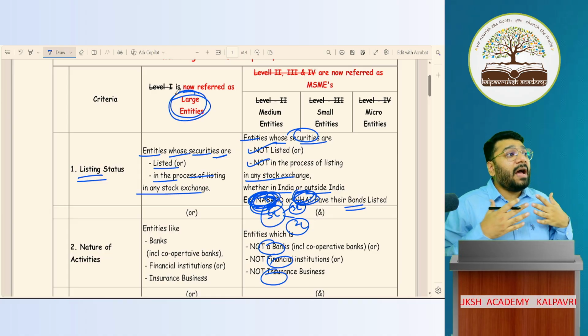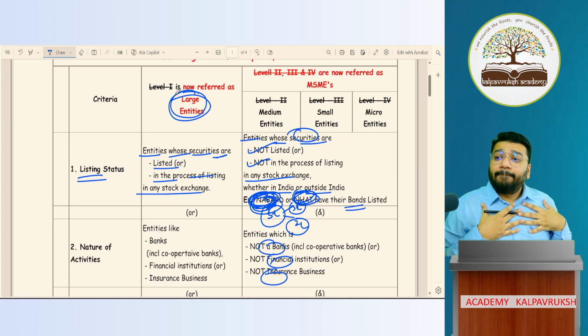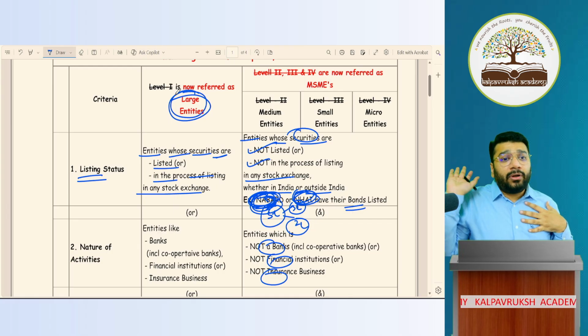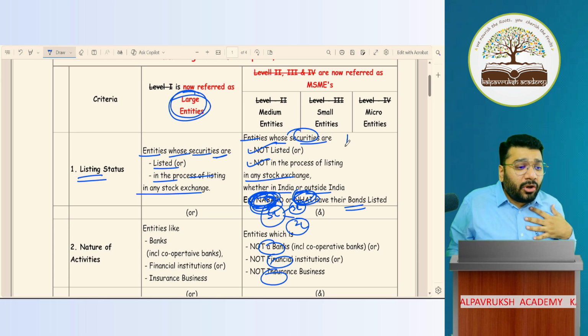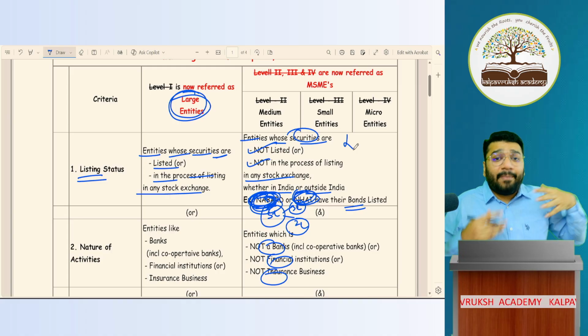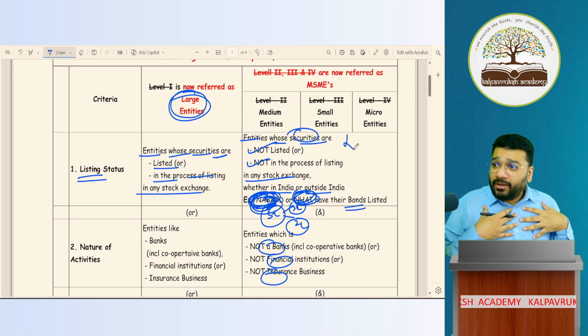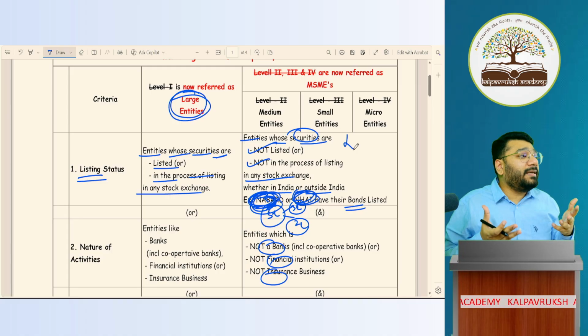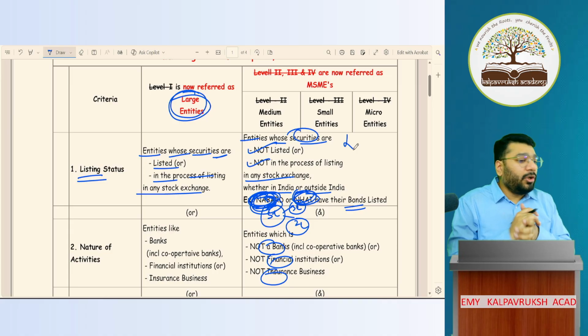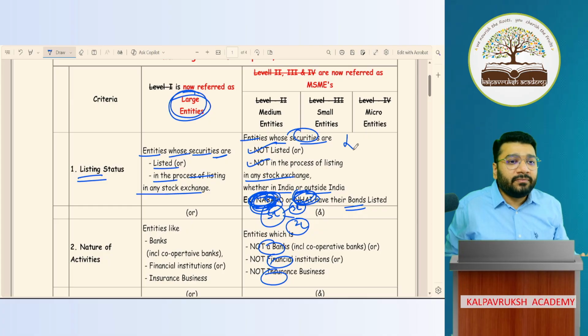Okay, second, I'm NABARD or NHAI. My bonds are listed in the stock market. Imagine all the 4 conditions satisfied, but the first condition not satisfied. I'm listed. Am I MSME? No. Who am I? Large entity. Is this point clear or not clear? A lot of people have a lot of confusions here.